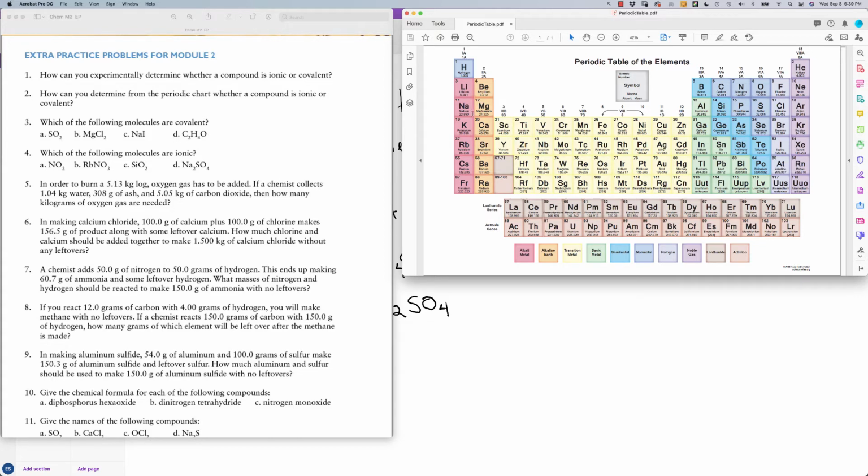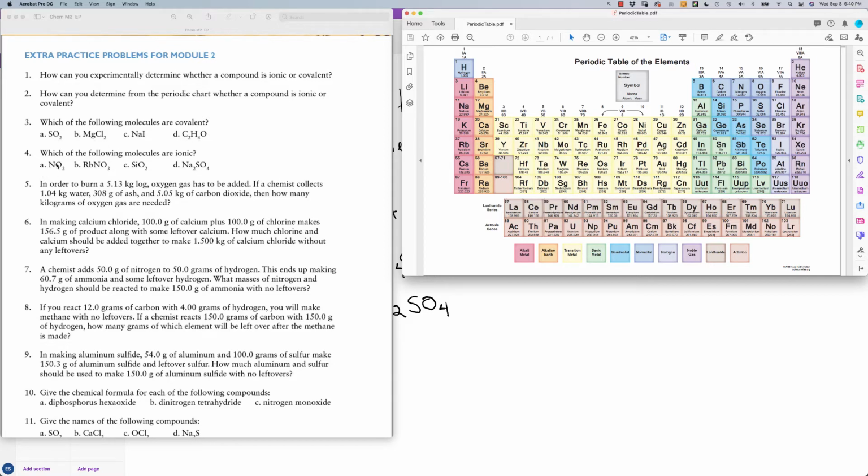If it's a metal from the left here connected to a non-metal on the right, it's ionic. If it's all over here, then it's covalent. Which of the following molecules are covalent? So you're looking for the ones that don't have any metal. That would be A and D. There are no metals. Magnesium is a metal, sodium is a metal.